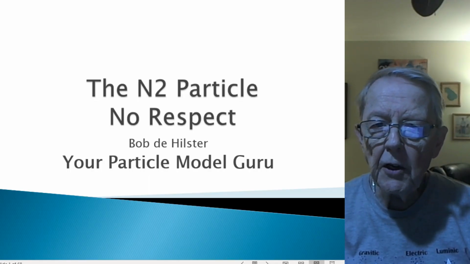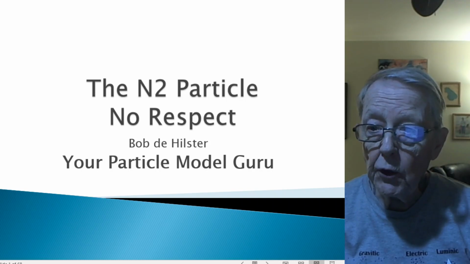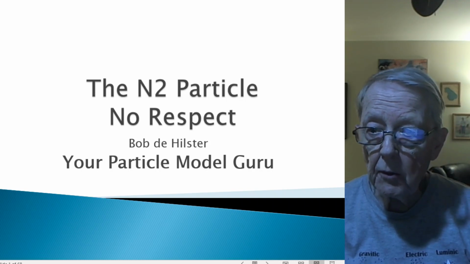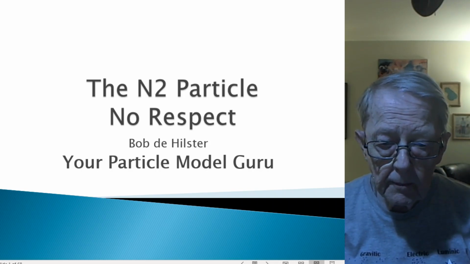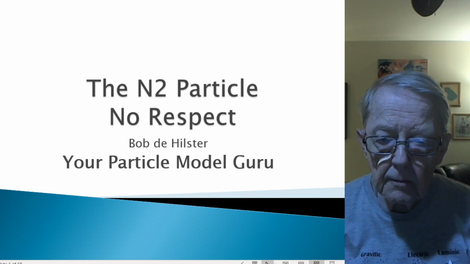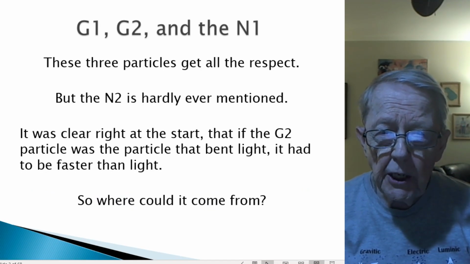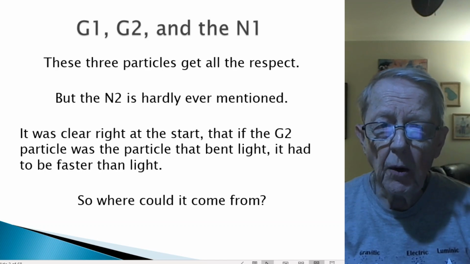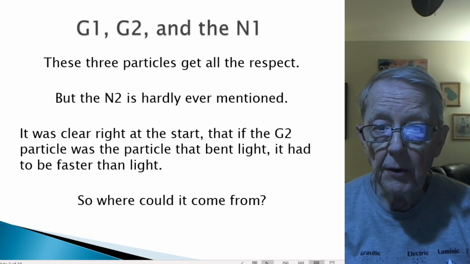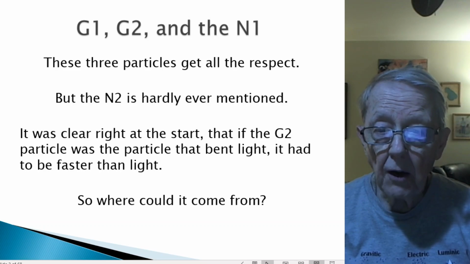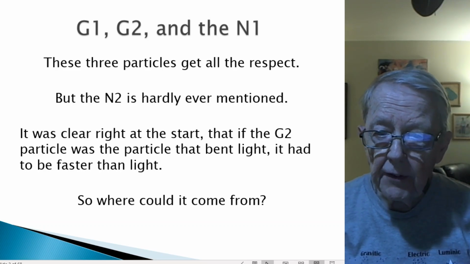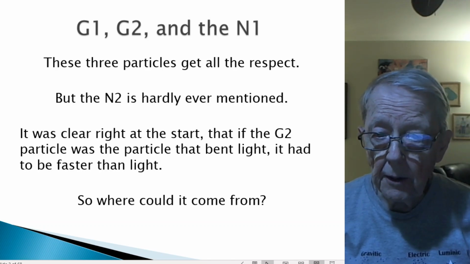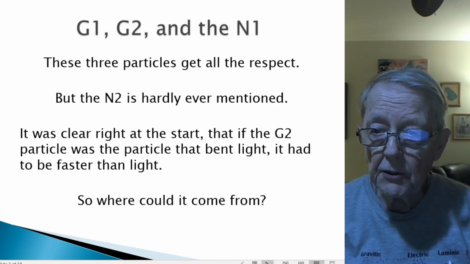Well, today's video is about the N2 particle, which I have given virtually no respect at all. It's the G1, G2, and then the N1. These three particles get all the respect, but the N2 is hardly ever mentioned. But it was clear at the start that if the G2 particle was the particle that bent light, it had to be faster than light.